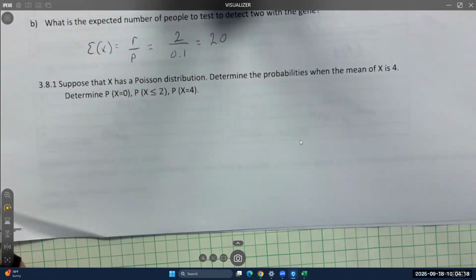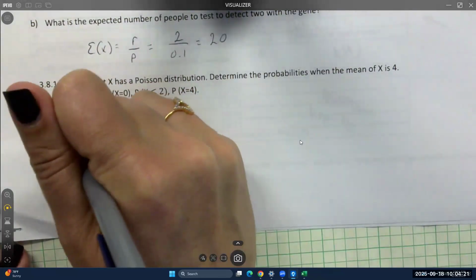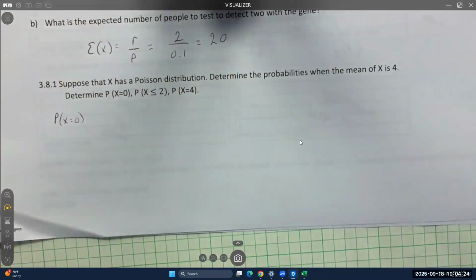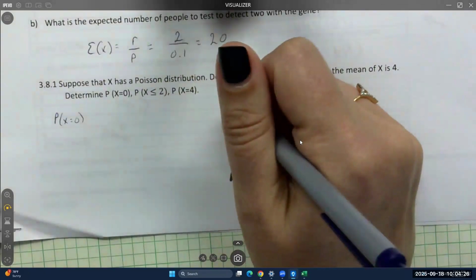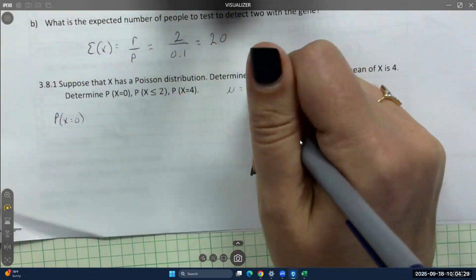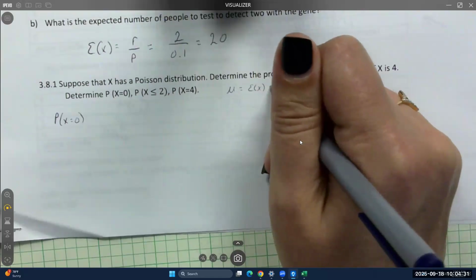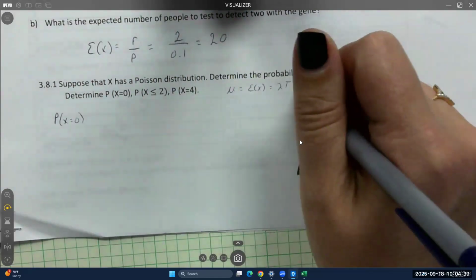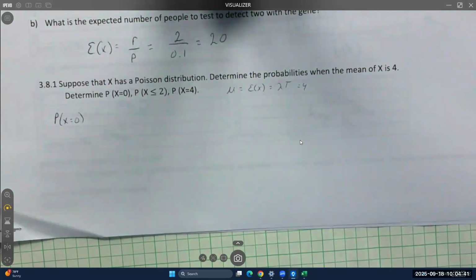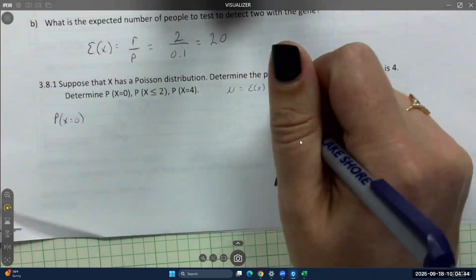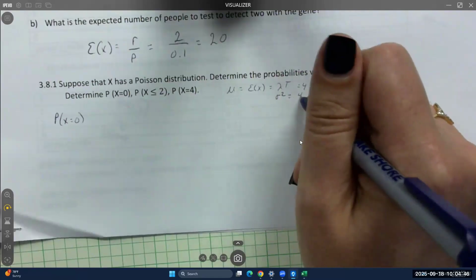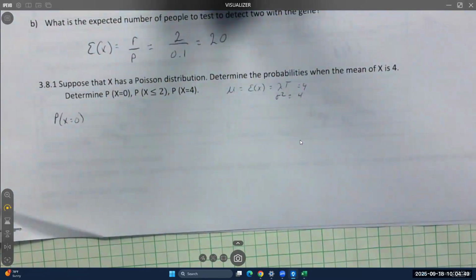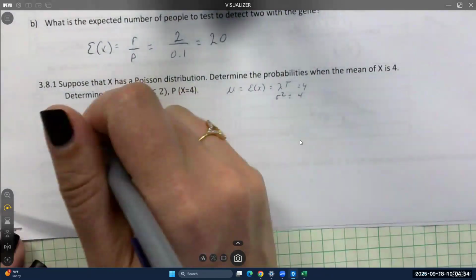So the first one is, find the probability that x is equal to 0. It says that the mean, which is equal to the expected value, which is equal to lambda t. So when it says the mean of x is equal to 4, then my lambda t is equal to 4. Also, my sigma squared would be equal to 4. That's what I know about the Poisson. So it's already given me my lambda t. I didn't have to solve for that first. And so now I'm just doing the formula.